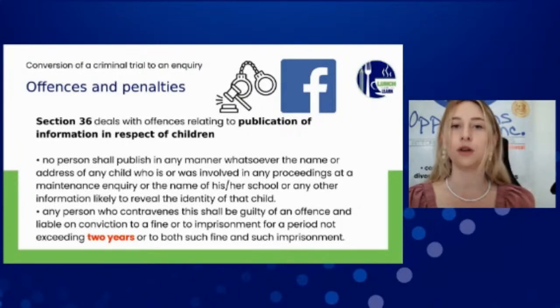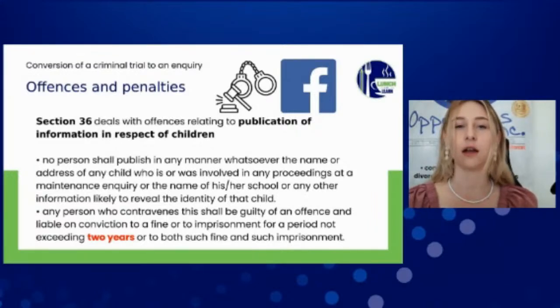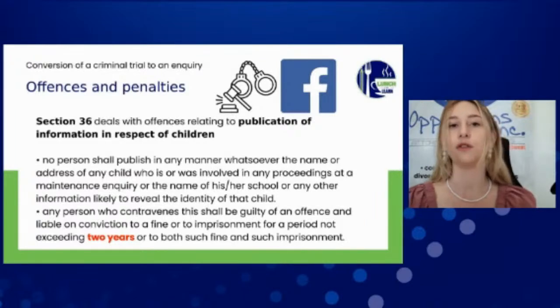So any person under the age of 18 years involved in a maintenance matter, the child on behalf of whom maintenance is being claimed, in other words. You cannot publish any information relating to the name of the child, the home address of the child, or the school of the child, or any other information which is likely to reveal the identity of the child. Because any person who contravenes this section shall be guilty of an offence, liable on conviction to a fine or imprisonment not exceeding 2 years, or to both a fine and imprisonment.